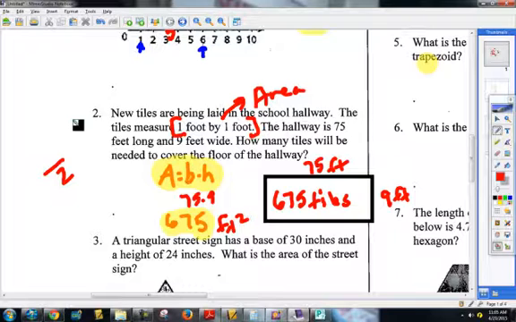Everybody got that? Does that make sense why I'm not making it worth 3? Because it doesn't ask for the area. It's asking for the tiles, which is the area.